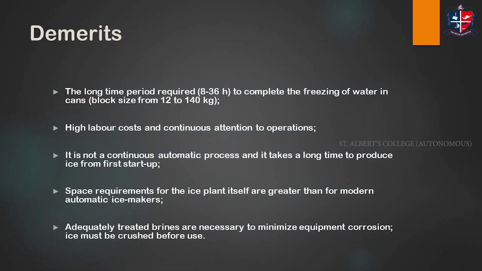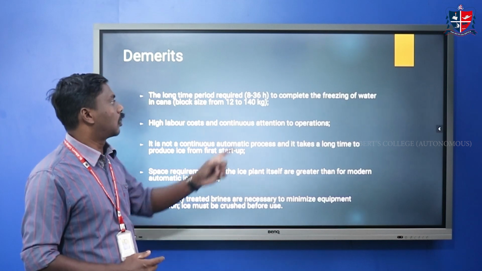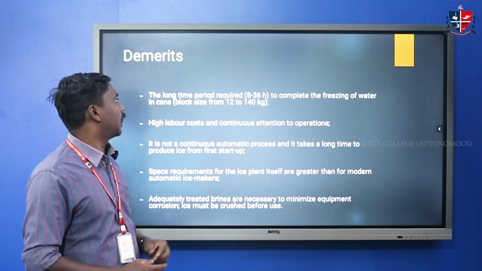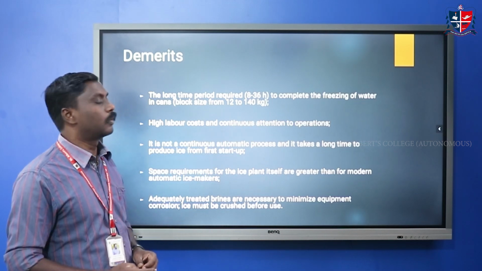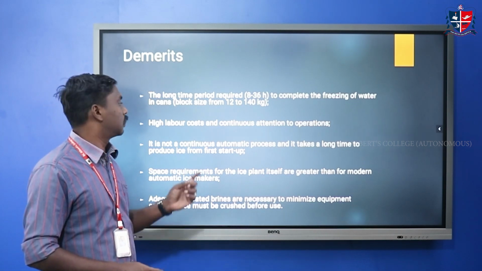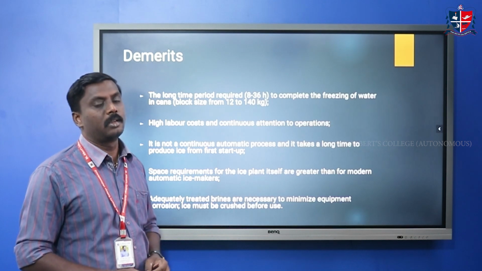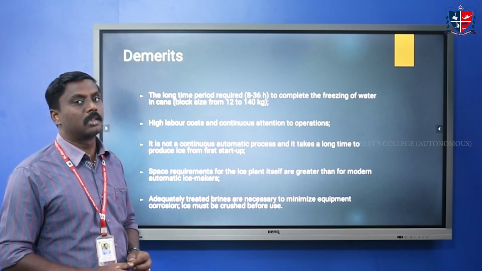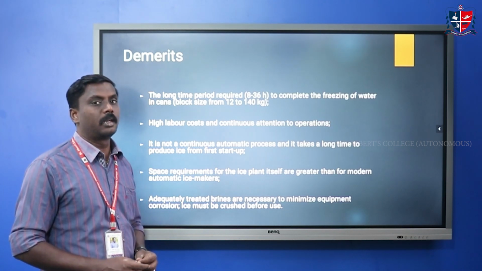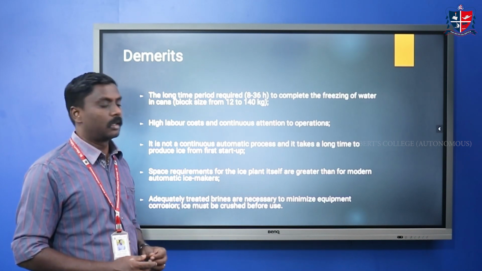And what are the demerits? A long time period, 8 to 36 hours, is needed to complete the freezing of water in cans. So it will take a long time. That is one demerit. High labor cost and continuous attention to operation is needed. So a high labor cost is needed, and continuous attention to operation is also required.